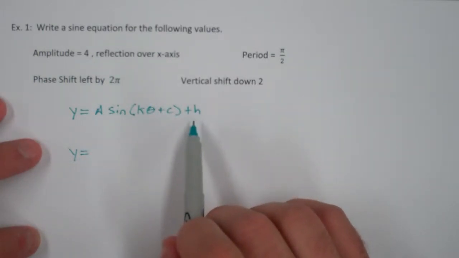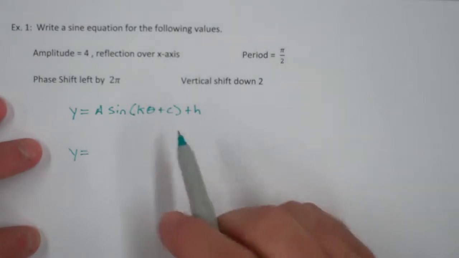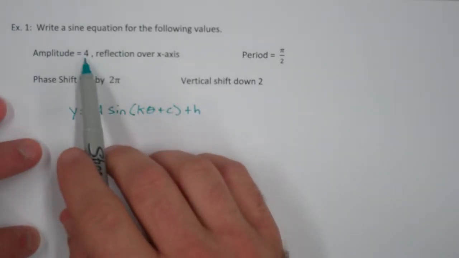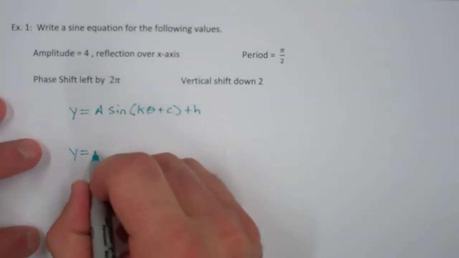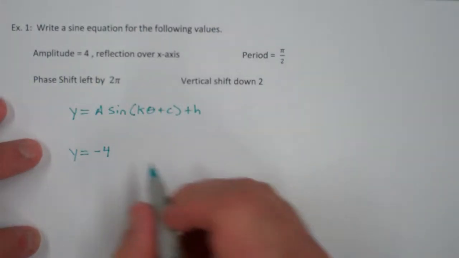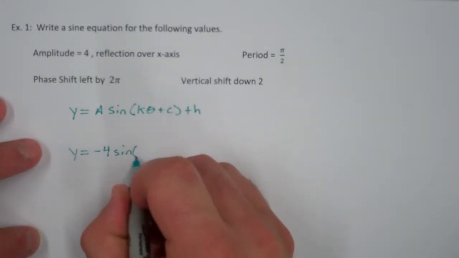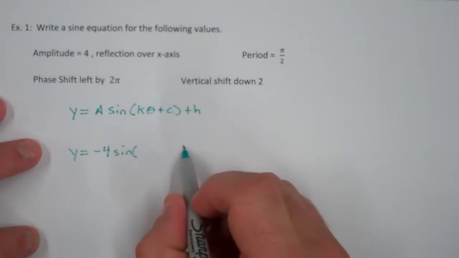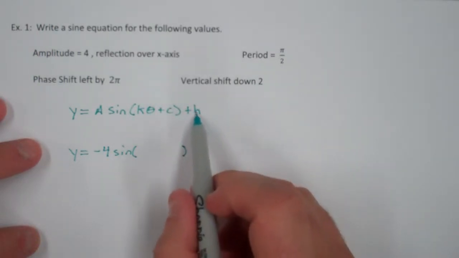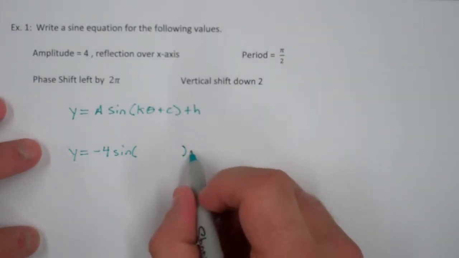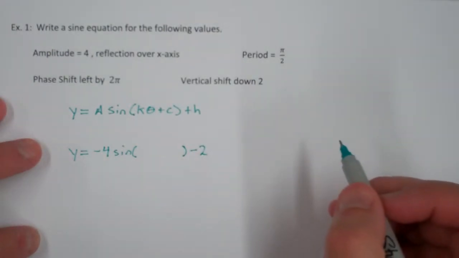Those are pretty easy to do, and it doesn't really matter what order you want to do these. Amplitude is 4 with a reflection, so we know that a is going to be negative 4. Totally a sine, so then we'll do this, and then we'll do the h. Now it's a vertical shift down 2, so we'll go minus 2.